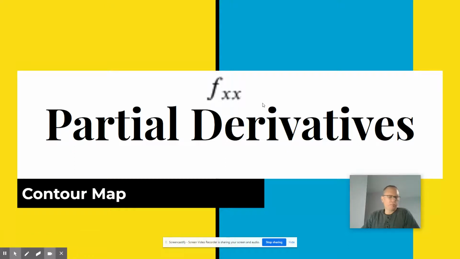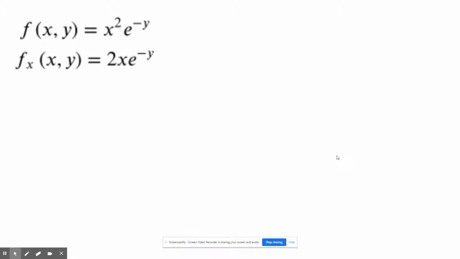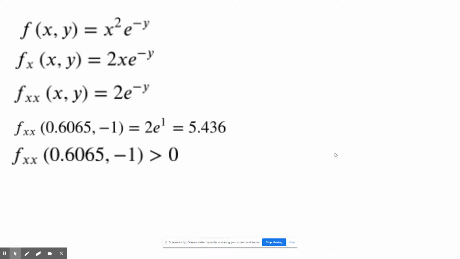Okay, we're looking at the second partial derivatives given a contour map. In this case, we're looking at fxx, the second derivative of function f with respect to x, twice. Our contour map, if you've seen my other videos, is x squared e to the negative y. We take the first derivative, then the second derivative with respect to x, and I plug in this point here.